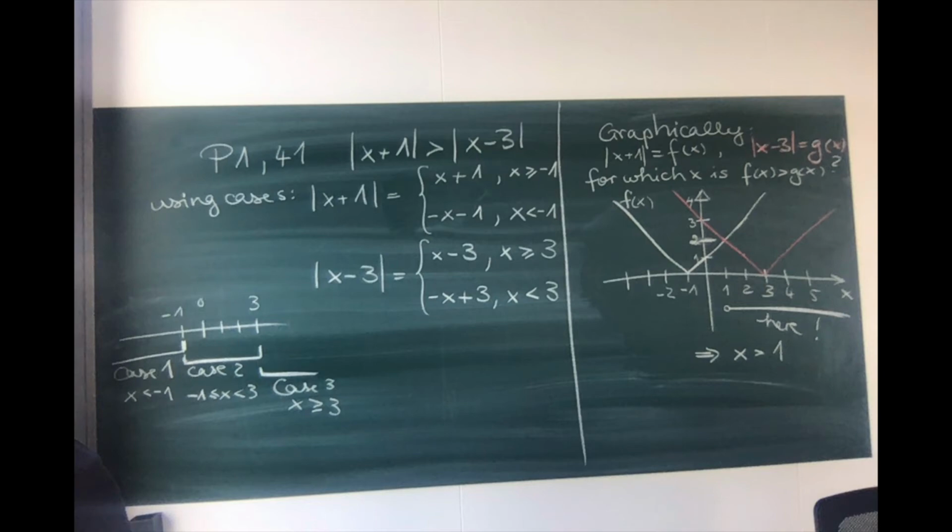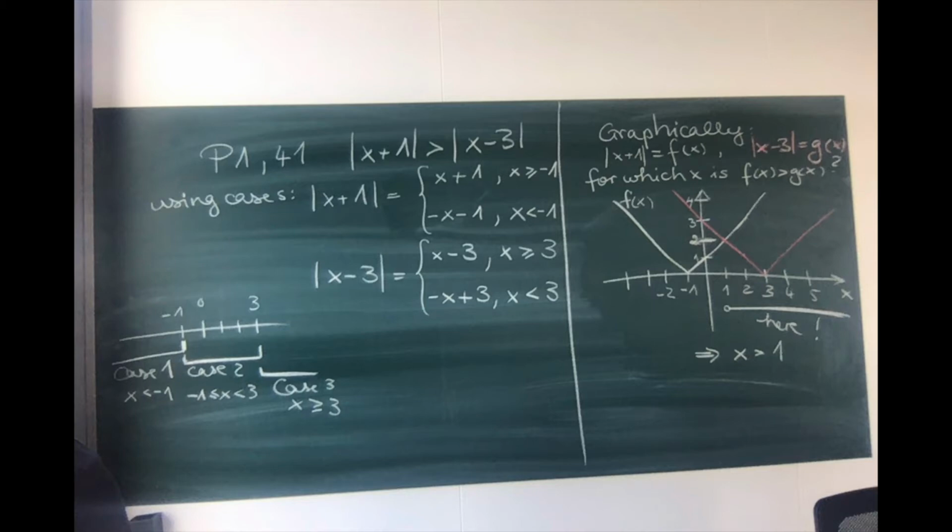Here's an explanation and solution for exercise 41 of preliminary chapter 1. We are asked to find all x for which the following inequality holds: absolute value of x plus 1 larger than absolute value of x minus 3.